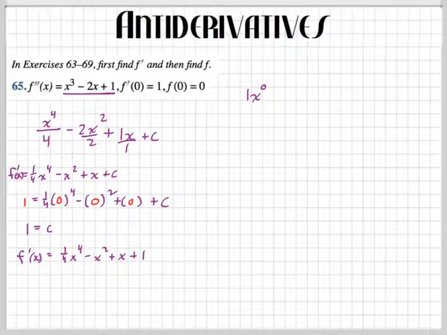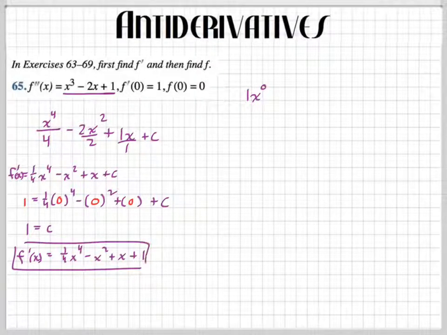So let's go one more. This is one of our answers because it asked us to find f prime. We found f prime. Now let's find just regular f. So we're going to do the antiderivative again. So we have x to the 5th, 1/4, and we're dividing that by 5. So it's actually multiplied by 1/4.